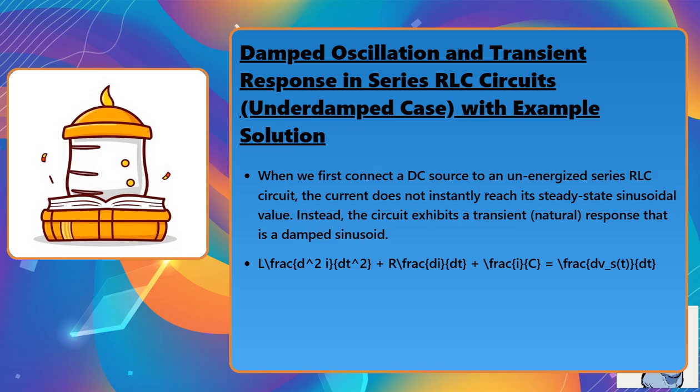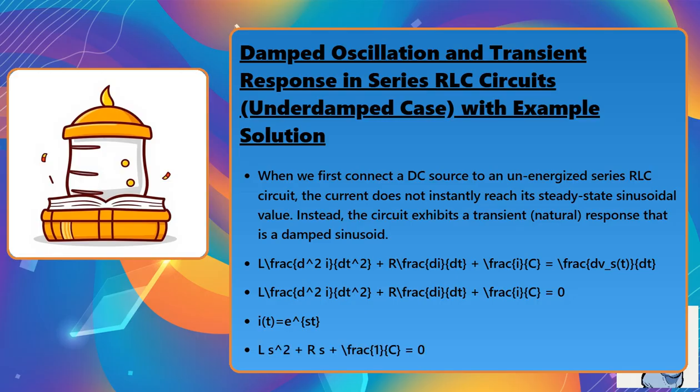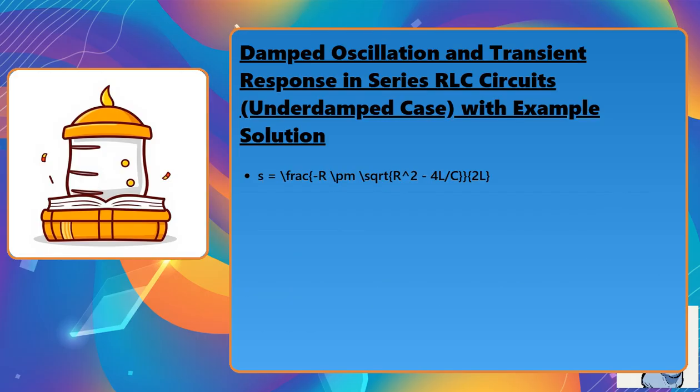L d²i/dt² + R di/dt + i/C = dV_S(t)/dt. For the natural response, L d²i/dt² + R di/dt + i/C = 0. Let i(t) = e^(st). Then Ls² + Rs + 1/C = 0. s = (−R ± √(R² − 4L/C)) / 2L.